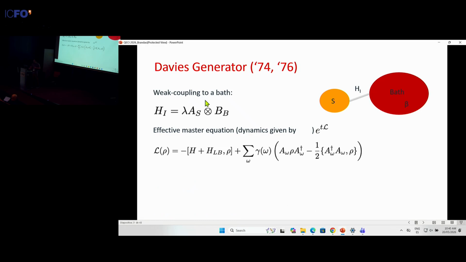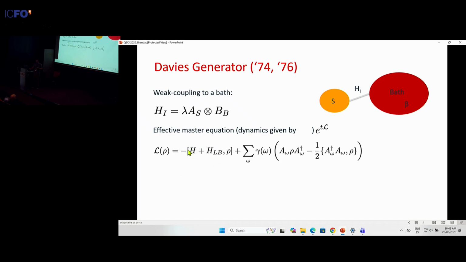So he considered exactly the situation where you have a system with a very weak Hamiltonian coupled to a bath, the bath at some inverse temperature beta. This is some interacting Hamiltonian with interaction strength lambda. And then he derived a master equation for this process. So he derived, this is a normal master equation.